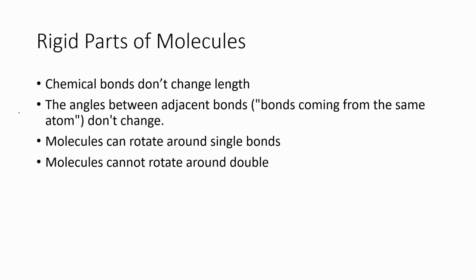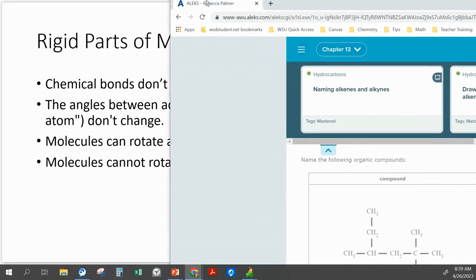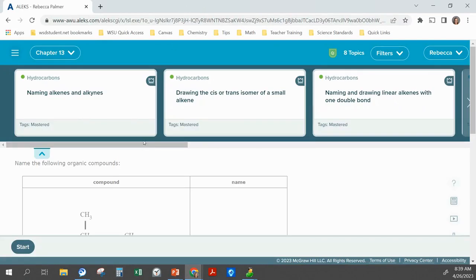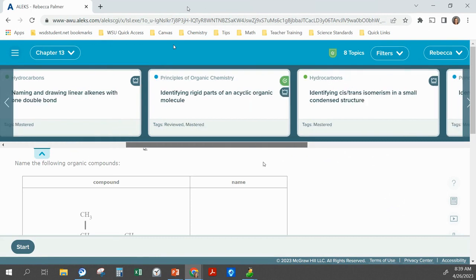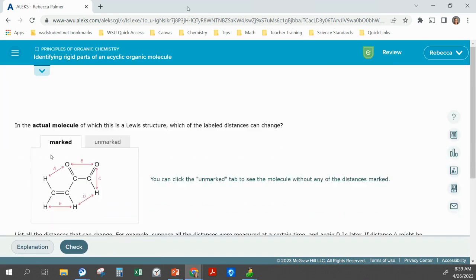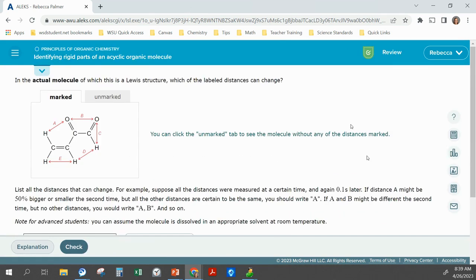Okay, chapter 13 has 8. You're right. 8 topics. I looked. You looked. I didn't look. Very good. 8 topics. Okay, so this topic is called identifying rigid parts of an acyclic organic molecule. That means it's not a cyclic molecule. It doesn't have a ring in it. Okay, so we get something like this.